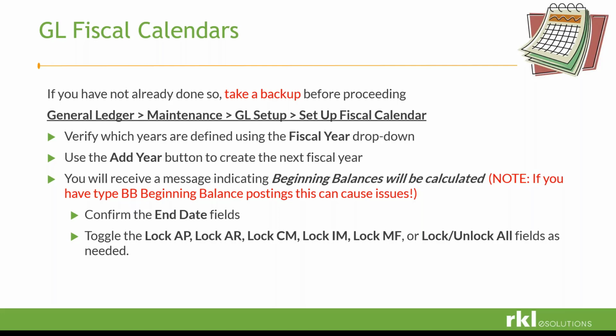So again, in GL maintenance, you've got the opportunity to do a lookup of what years already exist and click an Add Year button to create the new year, and it will display a message letting you know that beginning balances will be calculated. There is a specific transaction type in General Ledger called a BB, beginning balance type, and if you've used those, that can lead to issues with the recalculation. The recalculation can actually drop transactions that are flagged as beginning balances, which can cause your balance sheet and P&L balances to go askew. So if you do have those beginning balance transactions, it's best to reach out to RKL to have us assist with that process before you fire that new fiscal year creation.